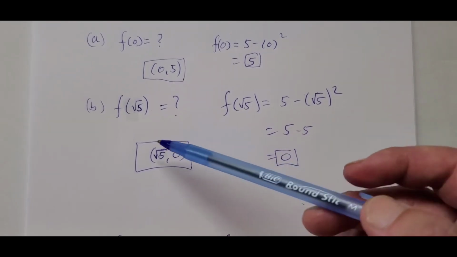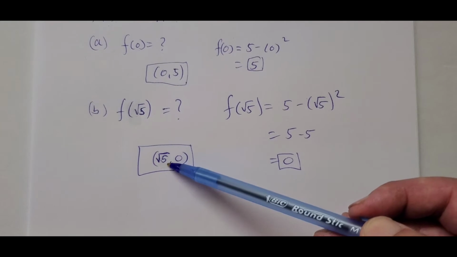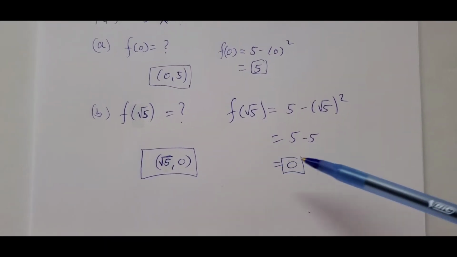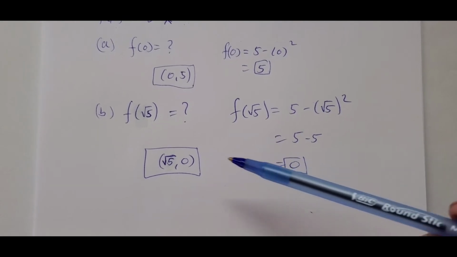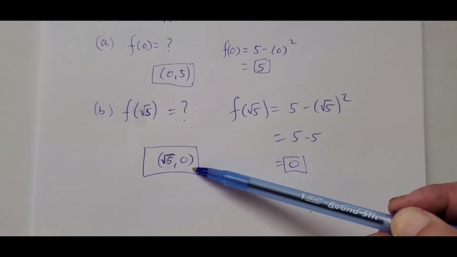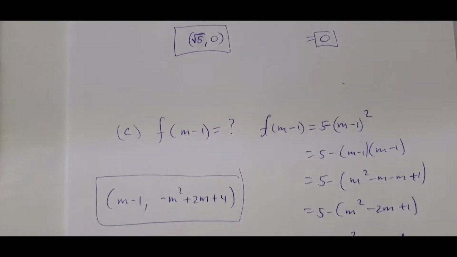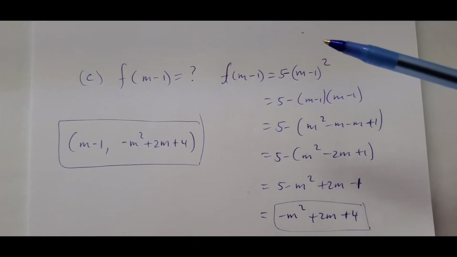Okay. So here's my x. X is square root 5, and the y, which is the 0. Okay. So again, you can leave this as your answer, or you can write it as a point. Okay, so be very careful. Next example, very similar, just a little bit more algebra.